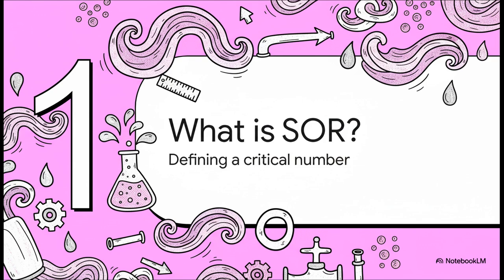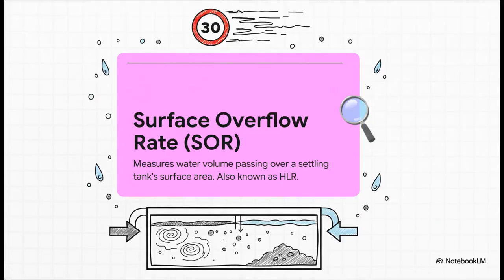First things first, what exactly are we talking about when we say surface overflow rate? Think of the surface overflow rate, or SOR, as the speed limit for water inside a giant settling tank. If the water moves too fast, it's just going to wash away all the particles we're trying so hard to remove. But if it's too slow, the whole system gets backed up and becomes super inefficient. It's all about finding that Goldilocks speed. Just right. You might also hear it called the hydraulic loading rate, or HLR, by the way. Same thing, just a different name.